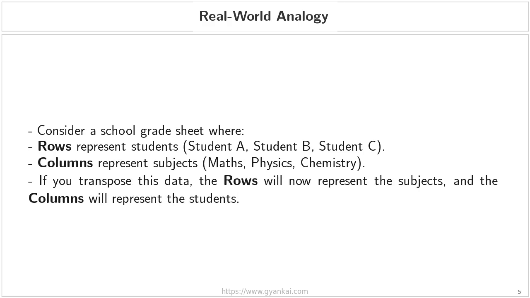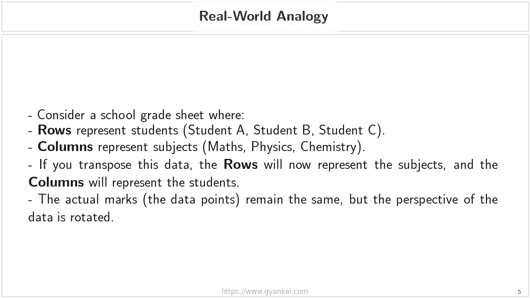If you were to transpose this data, the entire structure of the table would flip. The subjects, which were originally the columns, would now become the rows, and the students, who were originally the rows, would now become the columns. The most important thing to realize here is that the actual marks, the data points themselves, remain exactly the same. No numbers are changed. We have simply rotated the perspective of the data.